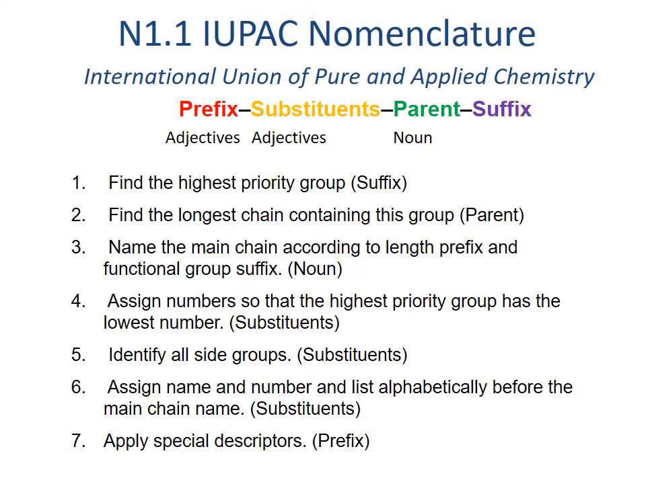We figure out which functional group on the molecule is most important, and figure out how many carbons can be continuously connected and include that functional group. That's steps 1 through 3 as listed. Then we number the molecule and add the adjectives, which include numbers, alphabetically. Every once in a while we might need a prefix to indicate something special about the molecule. That's steps 4 through 7. We'll go over each of these parts in more detail.